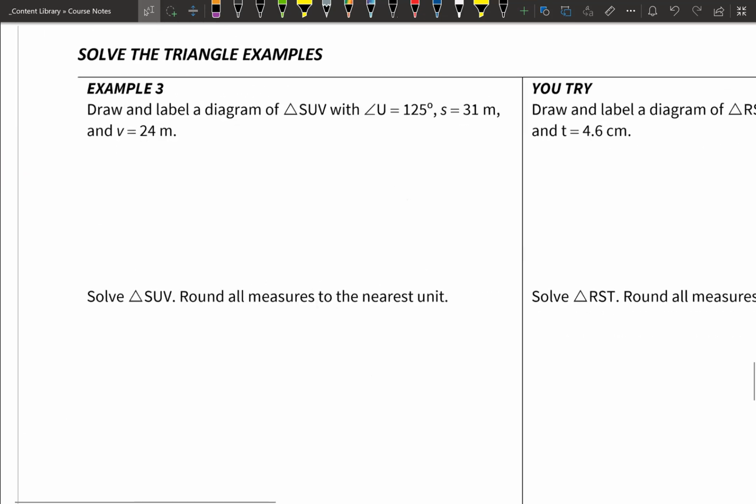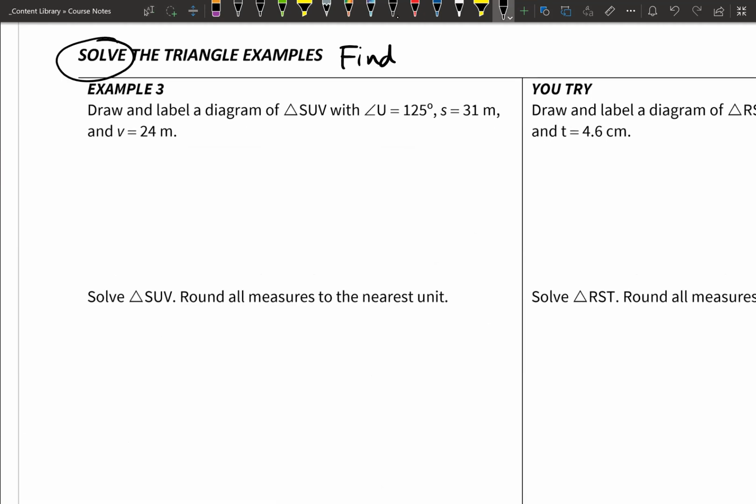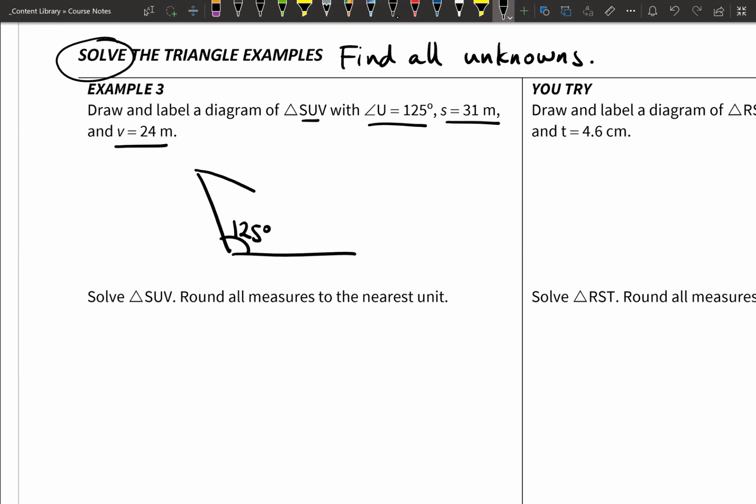Example 3, solving triangles. Remember the meaning of the word solve, right? Find all unknown angles, unknown sides. So we're going to draw and label a diagram of a triangle called SUV, letters S, U, and V, with angle U being 125, side S being 31, and side V being 24. Okay, so draw a triangle that looks obtuse because you have to have a 125-degree angle. Okay, and so there's my triangle. And that 125-degree angle's angle U.